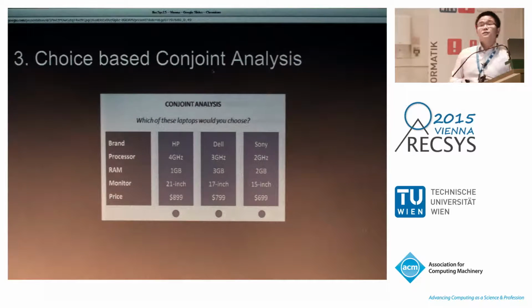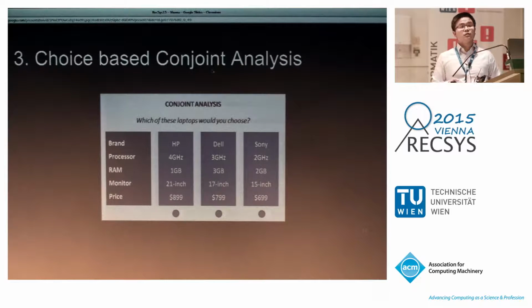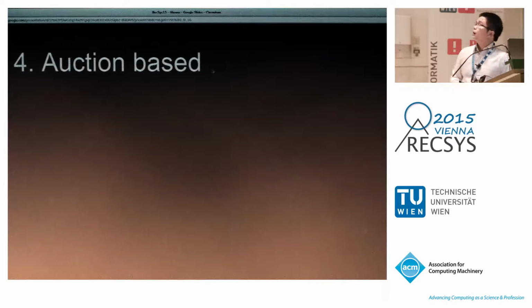At the end of the experiment, the practitioner will end up with a list of records about users' choices, and they're able to learn users' willingness to pay based on the responses. And category number 4 is auction-based methods. There are mainly 2 approaches.